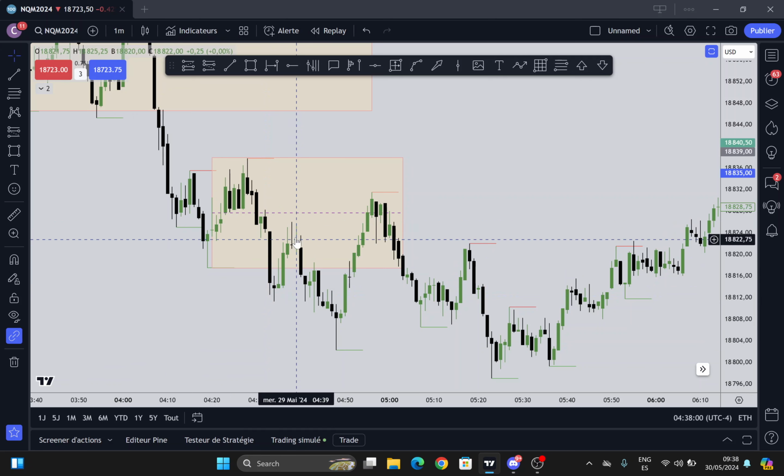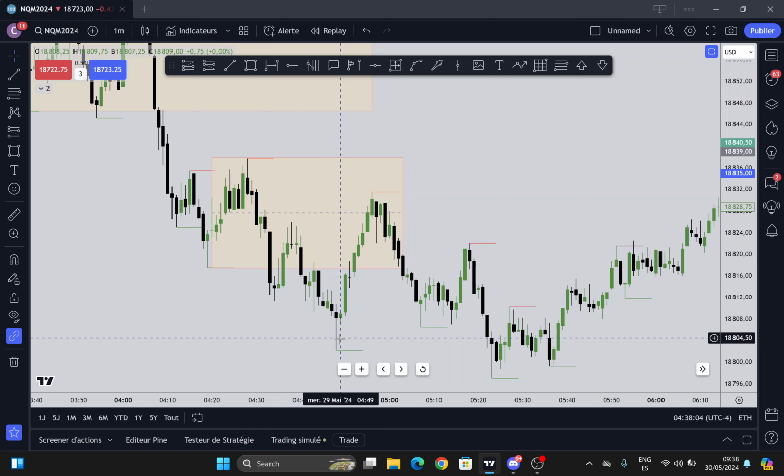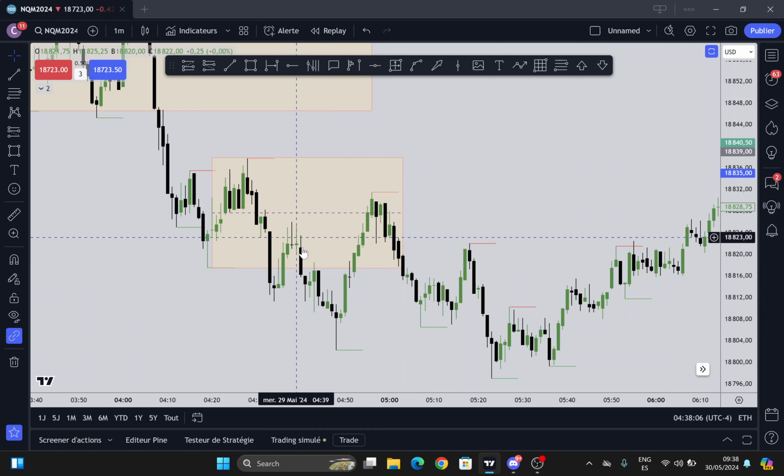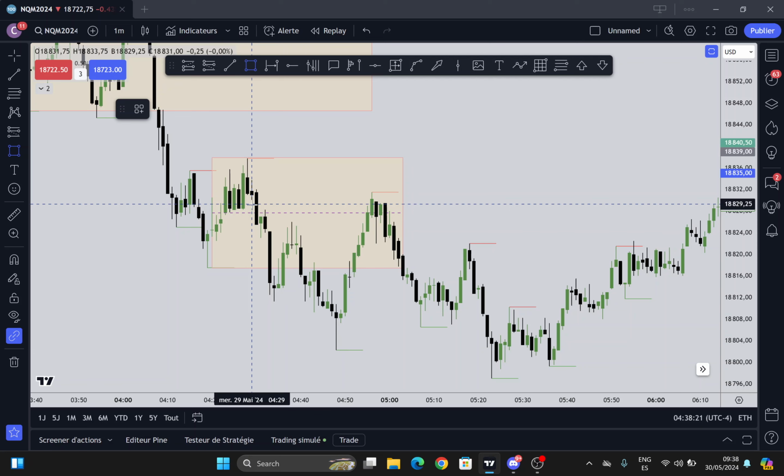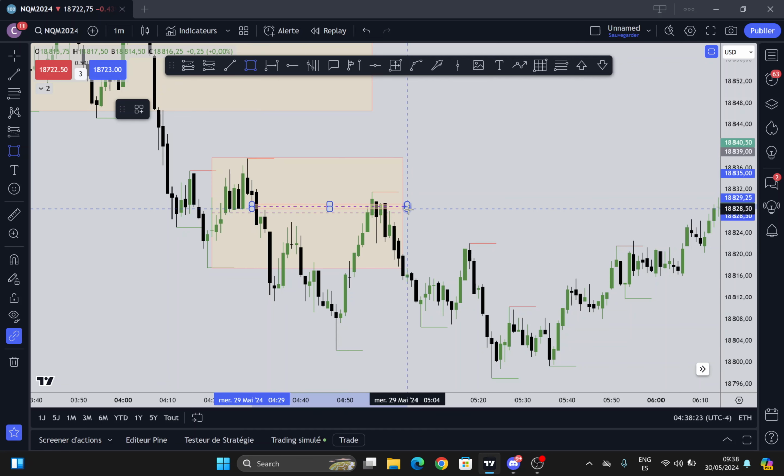We make the first step, and then we close under, creating a fake zone. I call this the fake zone because we never took the 50%. And we have some indices, or the market is telling us, that it will come back here because of this unmitigated portion of price.